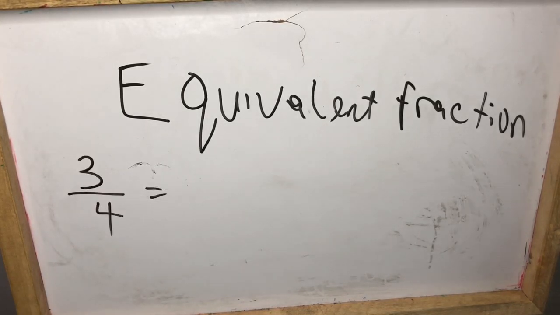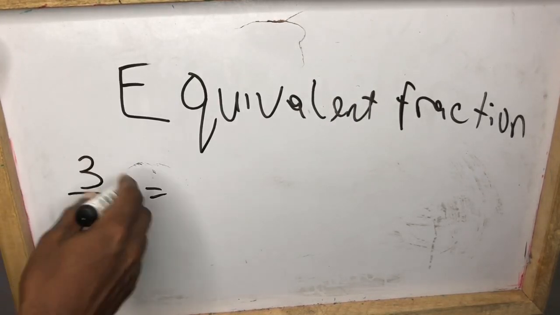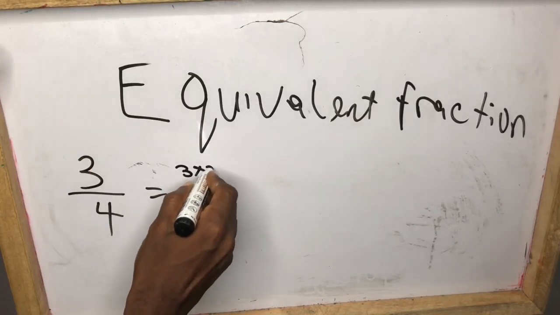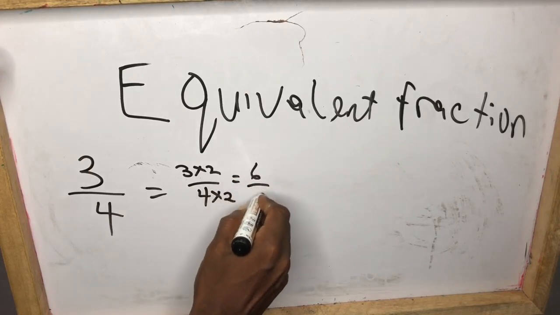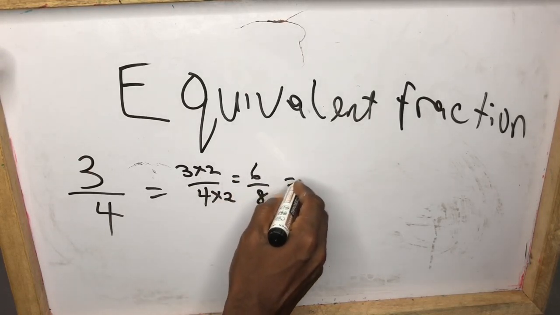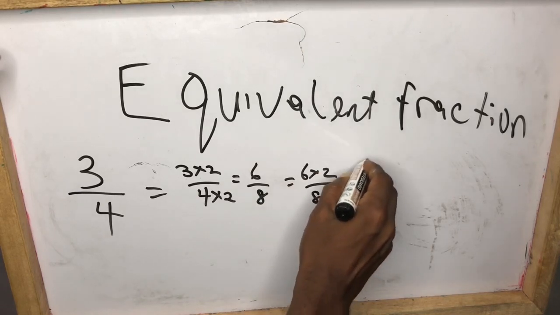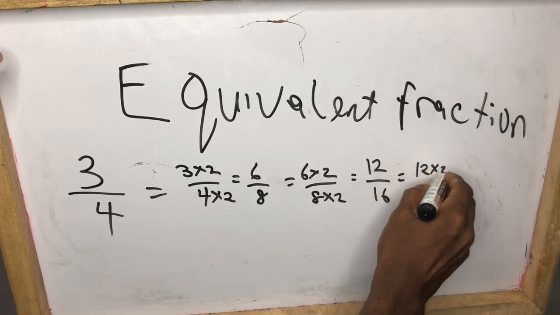The next example is 3 divided by 4. 3 divided by 4 is the lowest fraction that we have there. So, to find the equivalent fraction of 3 over 4, you can say 3 times 2 divided by 4 times 2, which will give you 6 over 8. If you still want to find another one, you can do 6 times 2 divided by 8 times 2, which will give you 12 over 16.